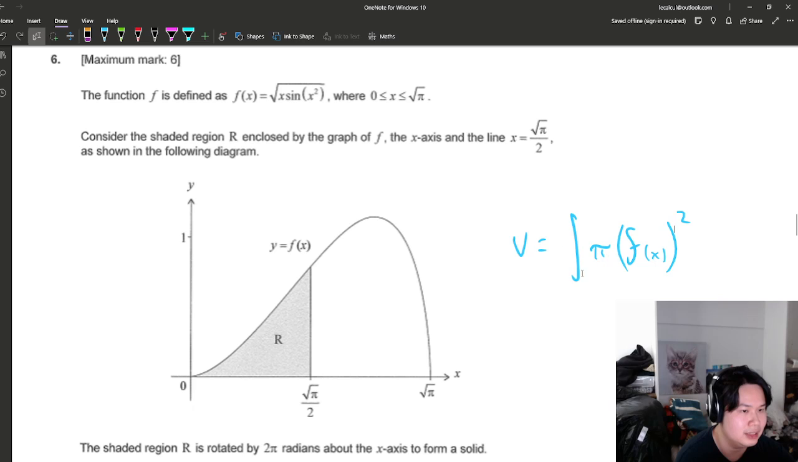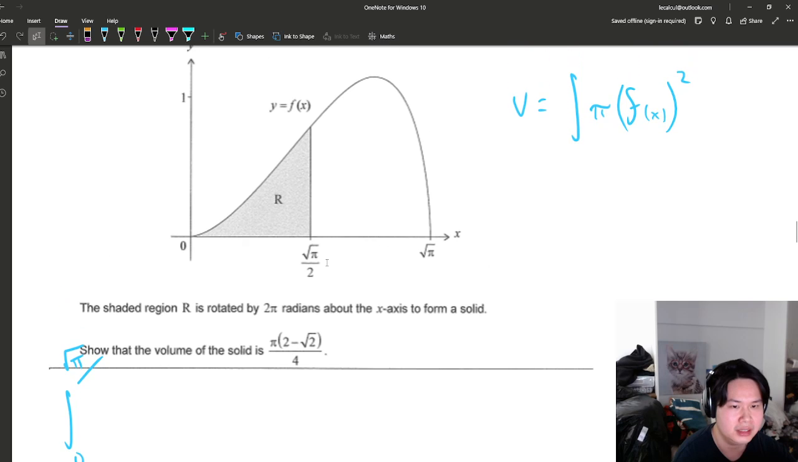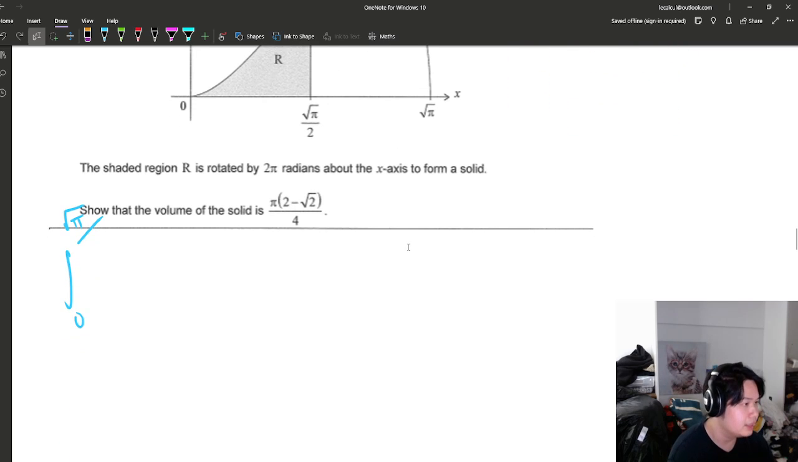So we're just going to do the volume of revolution integral. So this goes from 0 to, I think it was square root pi over 4? No, 2.